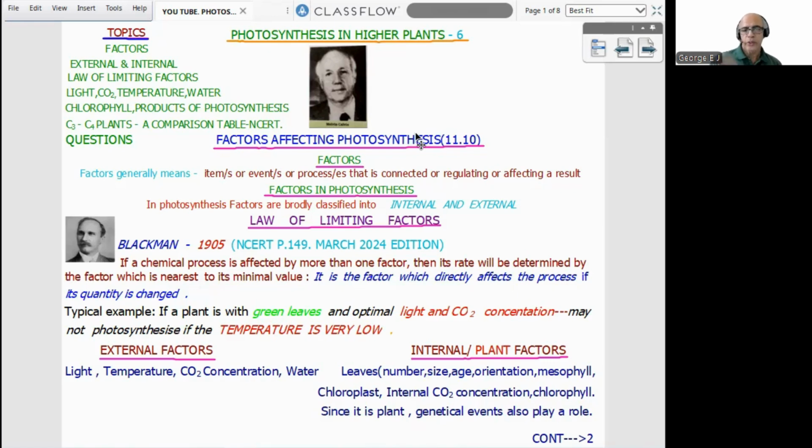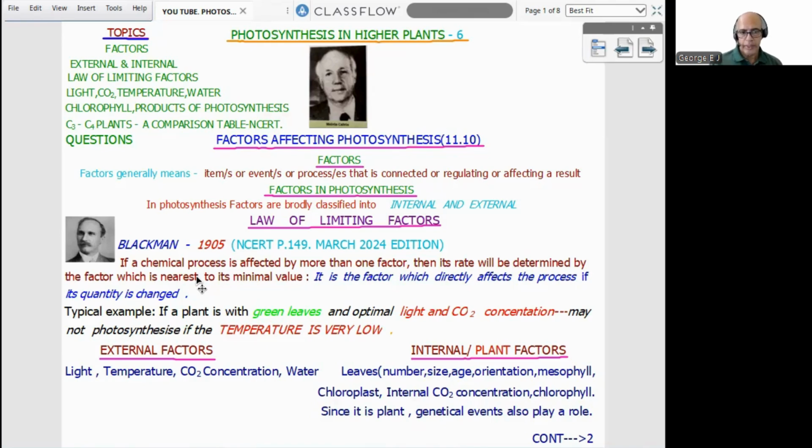The next topic is one of the famous laws in photosynthesis, the law of limiting factors. It was proposed by a scientist called Blackman in 1905, NCERT page number 149, March 24 edition reprint. It is a famous theory question as well as NEET model question.